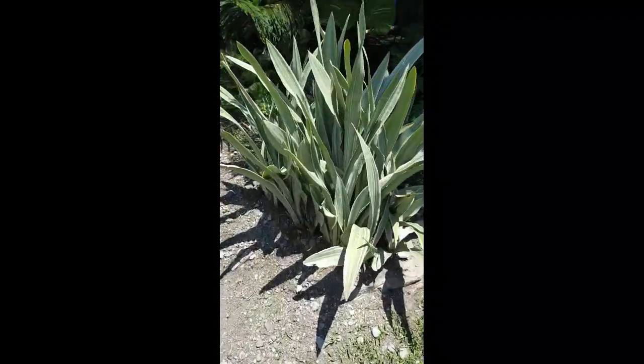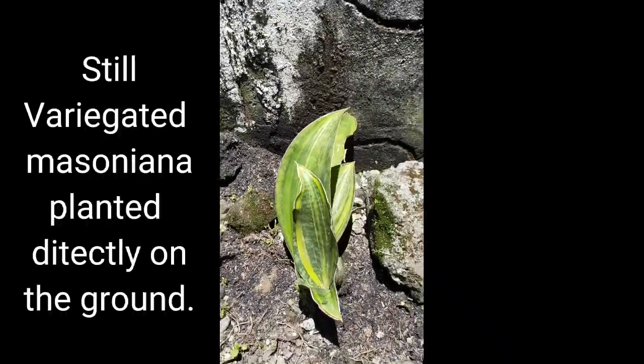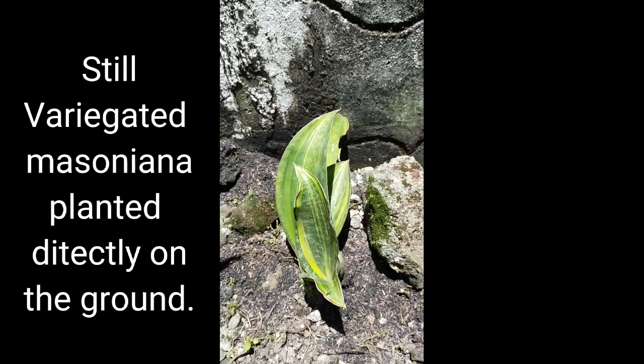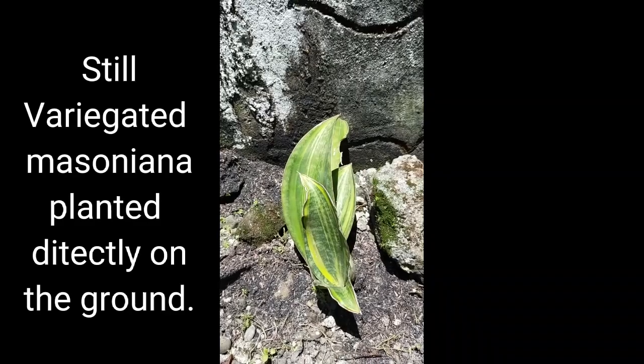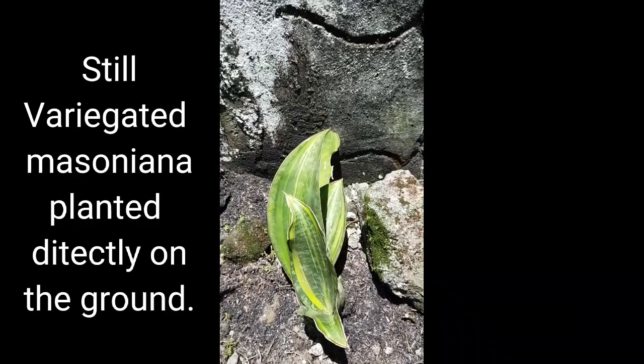I think there's one more in there. There's Metallica, Augsburgianus. Alright, here's another experimental variegated masoniana that I planted directly to the ground. I'm hoping it will grow very big.